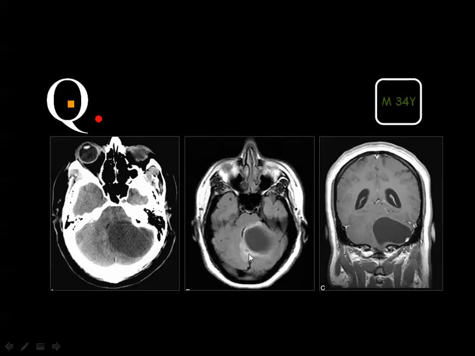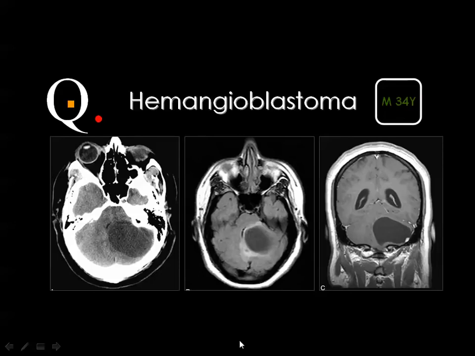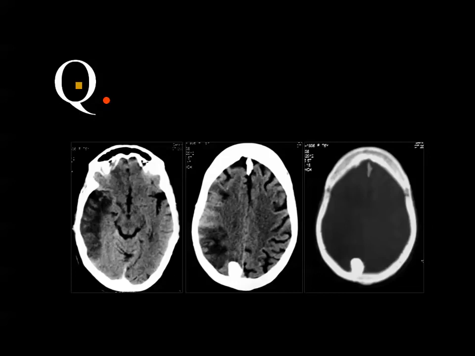CT, MRI flare, coronal with contrast. Pilocytic astrocytoma, see the age of the patient. Angioblastoma. Pilocytic astrocytoma is the most common cystic lesion with an enhancing mural nodule in the posterior fossa in the pediatric age group. It may arise in the adult, but if you see the lesion in the posterior fossa in an adult, you may suspect the possibility of angioblastoma, which is exactly similar to the pilocytic astrocytoma.